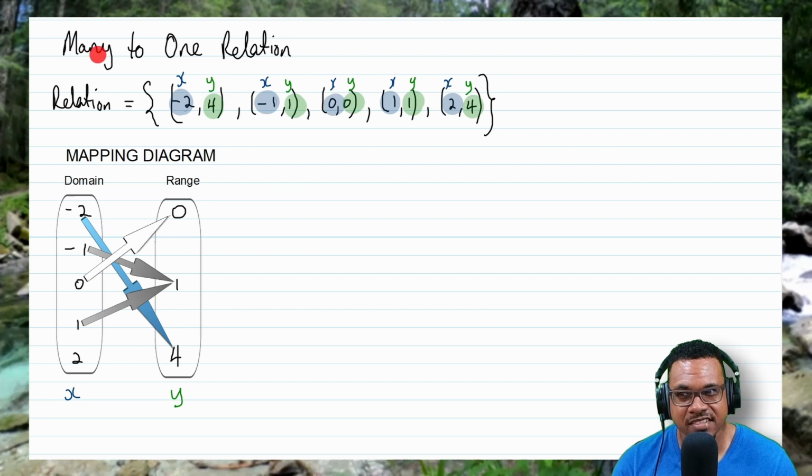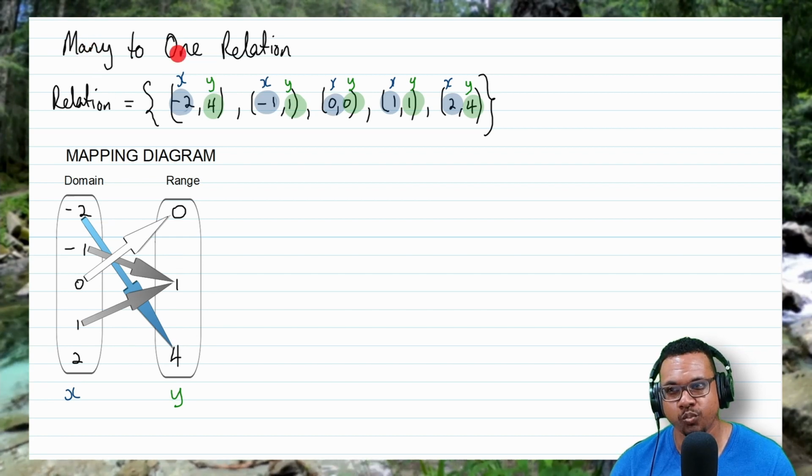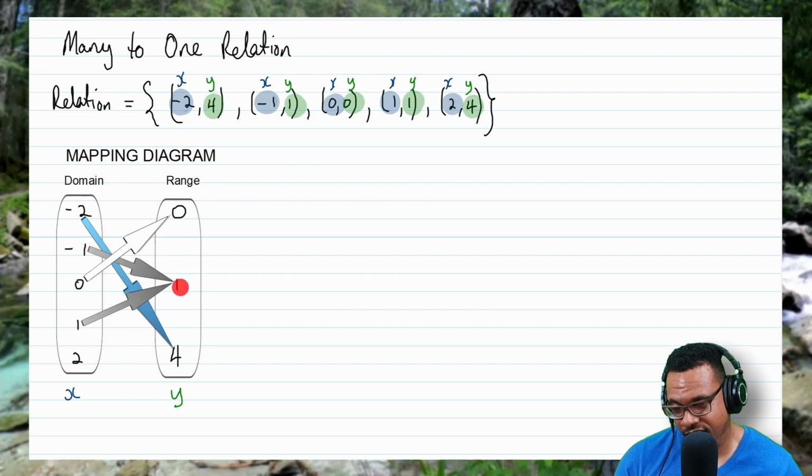So the name takes the same direction. The many representing the domain and the 1 representing the range. So domain to range. Many in the domain to 1 in the range. And that's how you name the relation. Of course, the 0 to 0 is 1 to 1. But this -1 and +1 mapping to the same 1 here makes it a many-to-1.